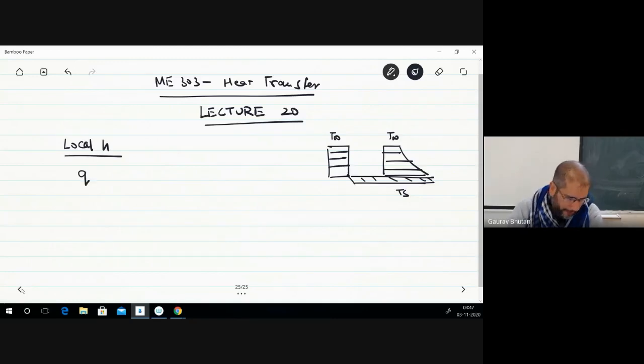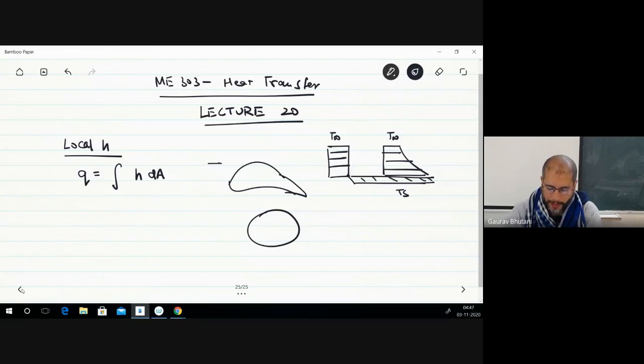So remember what the definition of h was. We wrote, we use Newton's law of cooling to find Q. So Q was h times dA. In this case, we call it dA because the geometry that you have, maybe let's say, is curved. So it could be an aerofoil that you're talking about, which has some flow happening across it, and you could also have a circular or cylindrical body that you have flow happening against it. So in this case, it's not a flat plate, but it's a curved surface.